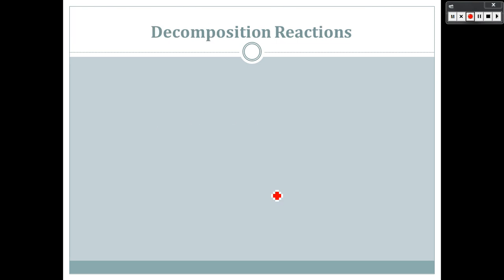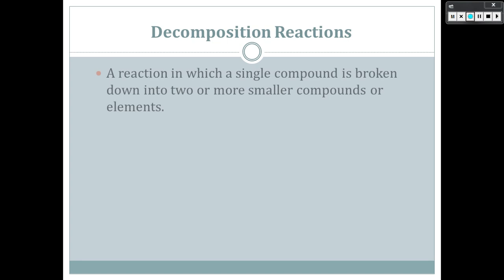A decomposition reaction is pretty much the opposite of a synthesis reaction. It's a reaction in which a single compound is broken down into 2 or more smaller compounds or elements. So it is the reverse. It's AB decomposes, right? To decompose means to break down. So AB decomposes into A plus B.